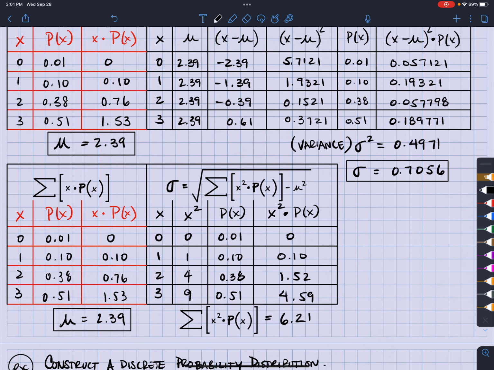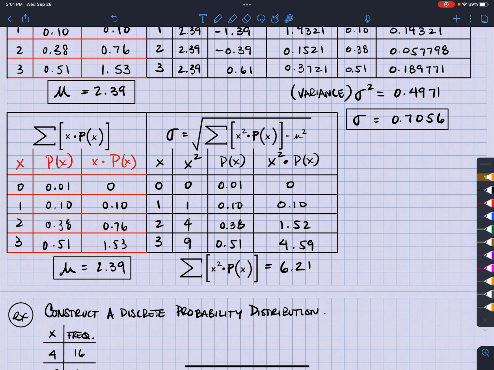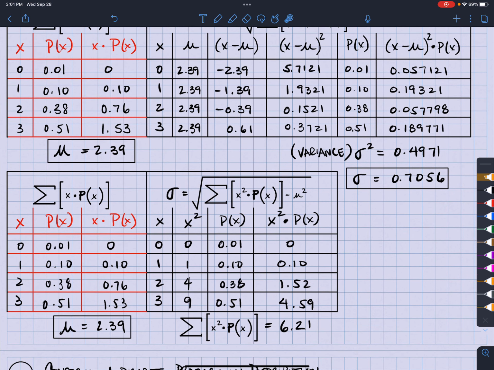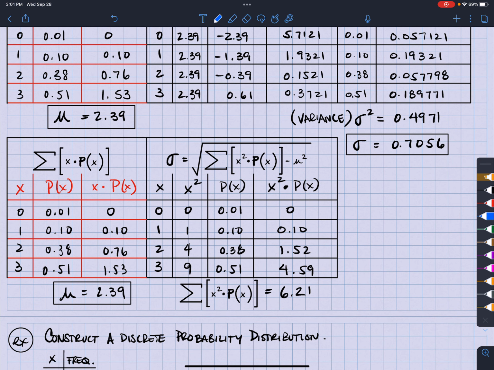Then it says to find the standard deviation. Well, let's do it as find the variance first, right? So the variance, which is sigma squared, would equal to just this piece here, right? Everything under the radical.